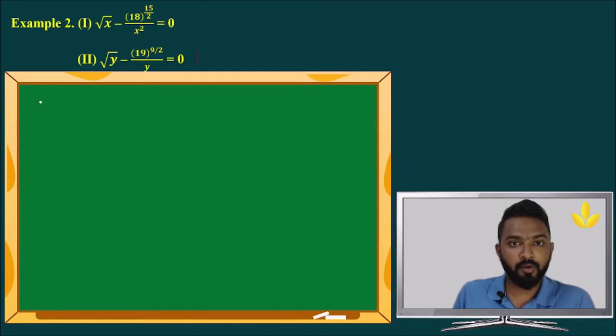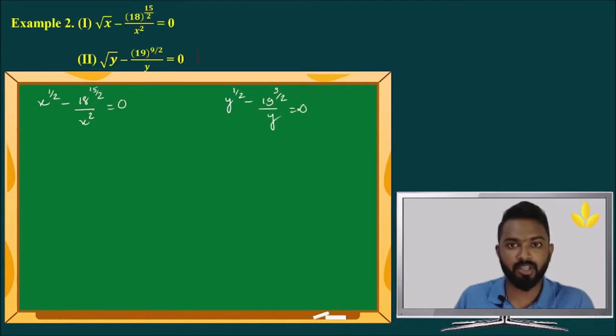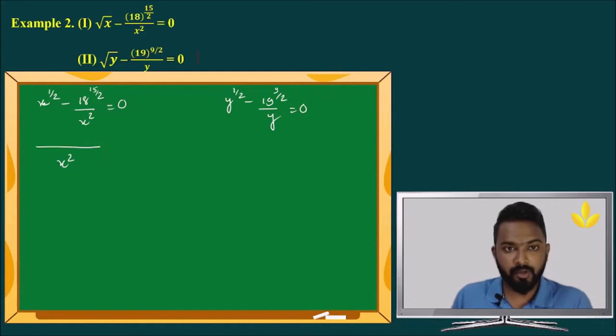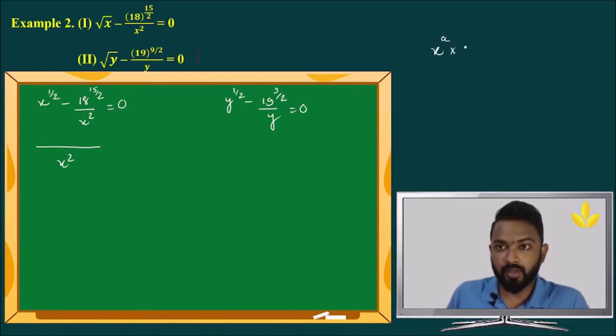Okay, so square root of x can be written as x power 1 by 2 minus 18 to the power 15 by 2 divided by x square equals 0. And we have y to the power 1 by 2 minus 19 to the power 9 by 2 divided by y equals 0. Let's solve for x first. X square is the LCM. X square into x to the power 1 by 2. If at all you don't remember exponents and powers, always remember x to the power a into x to the power b equals x to the power a plus b.